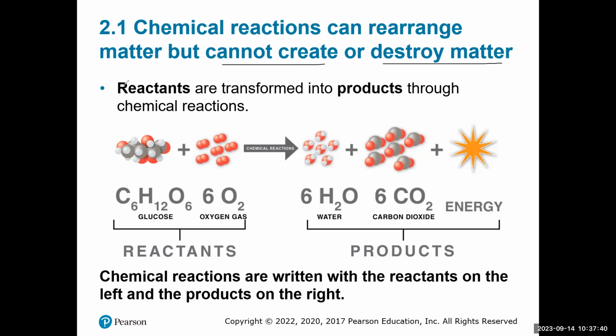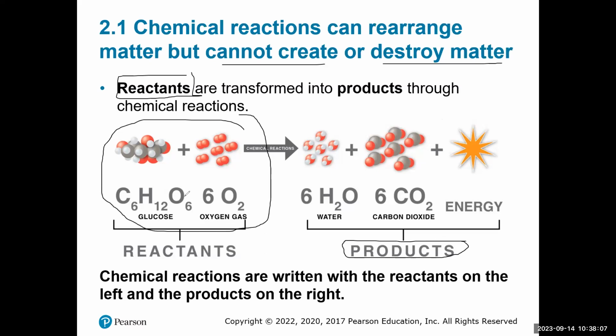Now I want you to know these terms. Reactants are the things on this side of the arrow. Those are the things that are going to go into the reaction. They're on the left side of the arrow, and the point of the arrow is going to point to the products. So the reactants are what we're putting in, and the products are what we get out.